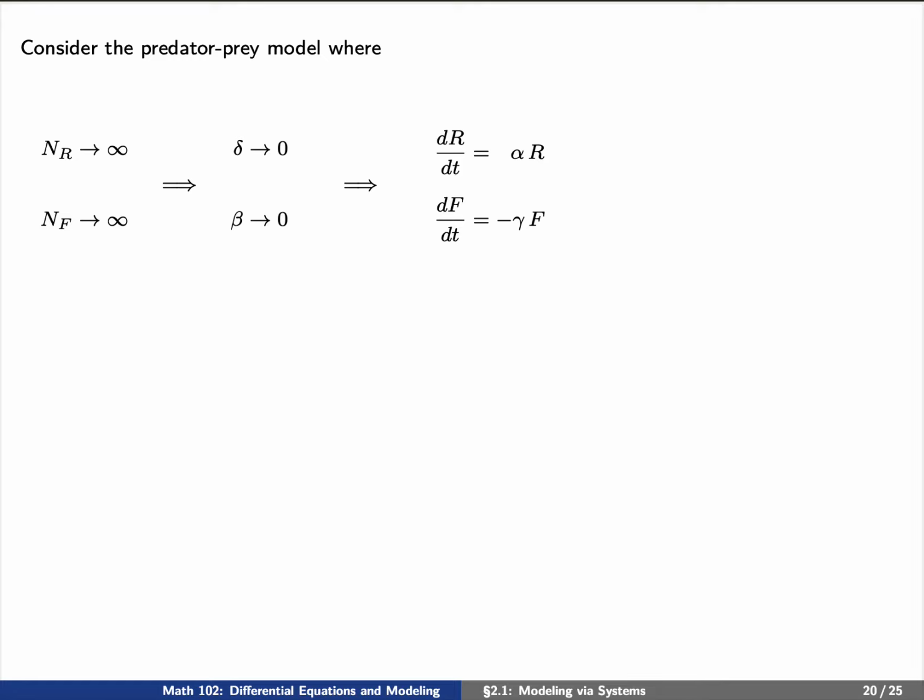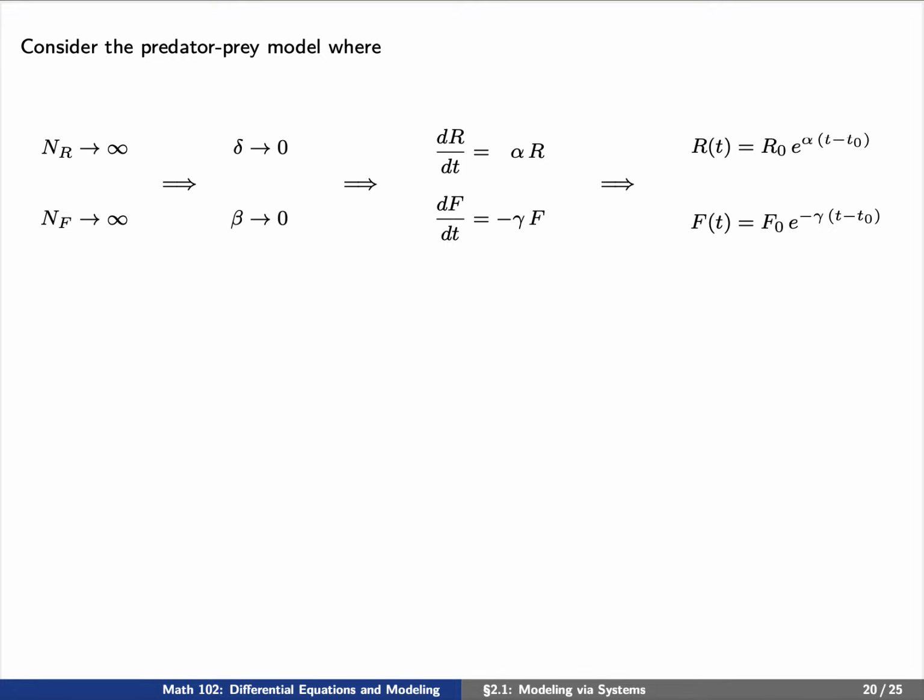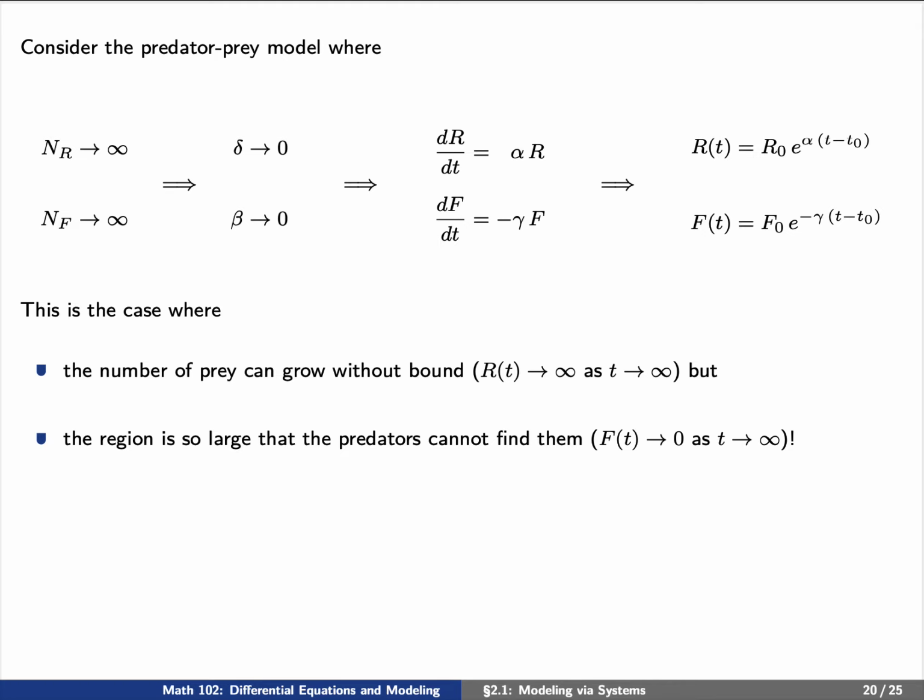These equations we know how to solve. They correspond to exponential growth and exponential decay, respectively. Let's see what this really means. This now says that the number of prey can grow without bound. That is, the number of rabbits, r of t, will tend to infinity as time increases without bound. This makes sense because here we're assuming that our factor n sub r really can be whatever we want. We're letting n sub r grow, which means that the number of rabbits should also grow.